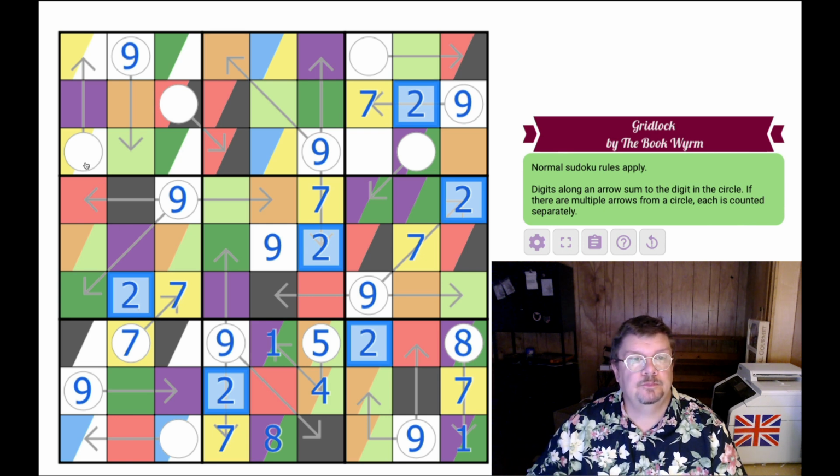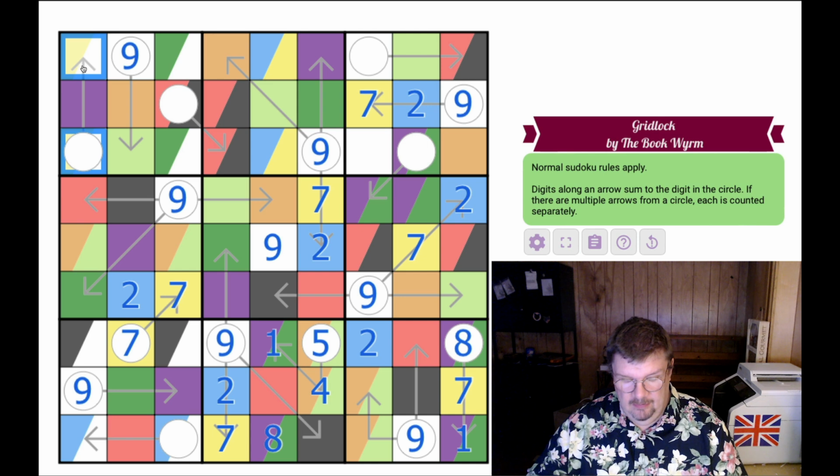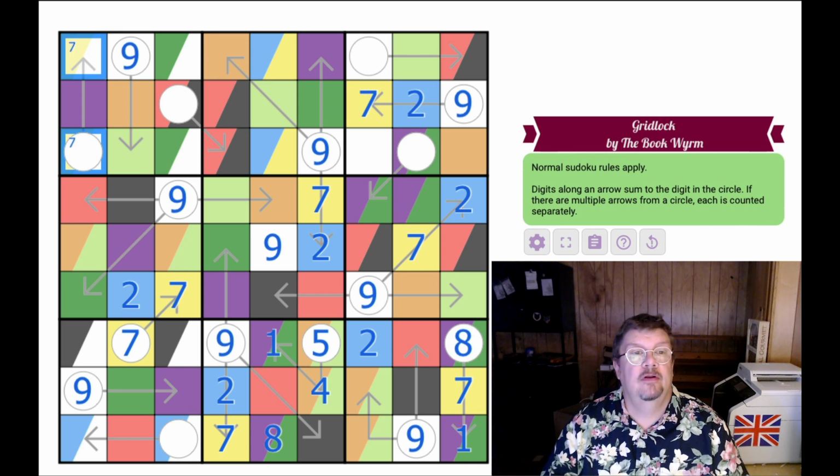Okay, so I have 7 in one of those cells.